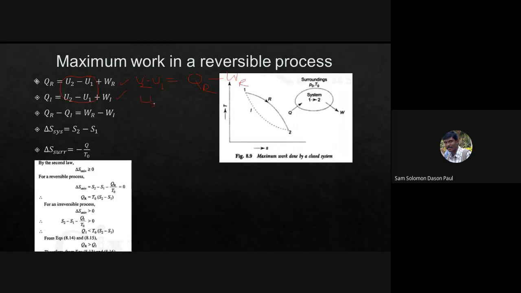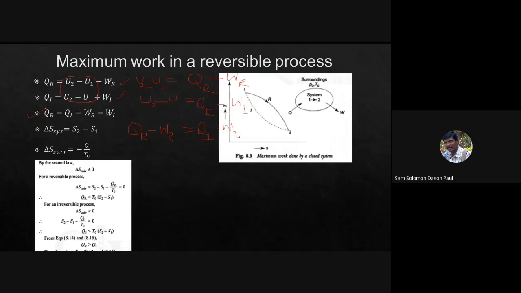Similarly, you can write U2 minus U1 is equal to QI minus WI. So now you can equate these two equations, because the left hand sides are equal, so the right hand sides are going to be equal. So you can write QR minus WR equals QI minus WI. Now if you rearrange this equation, you will have QR minus QI equal to WR minus WI. That is what we have here.